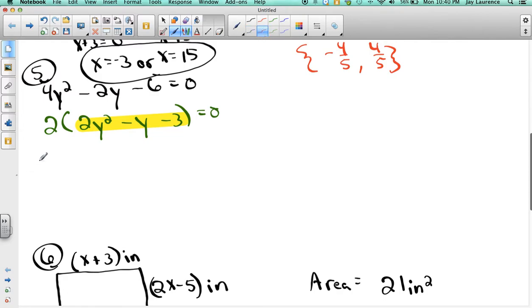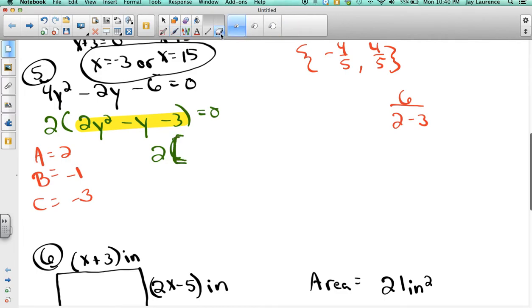So let's see here. A, B, C. Easy as 2, -1, -3. All right. So I'm going to multiply A times C and get 6, right? And I need 2 factors of 6 that subtract to get -1. Well, how about a 2 minus a 3? So I'm going to rewrite this as 2 times, and actually I should probably go with a bracket there, right? That looks pretty poor, so I'm going to rewrite it.